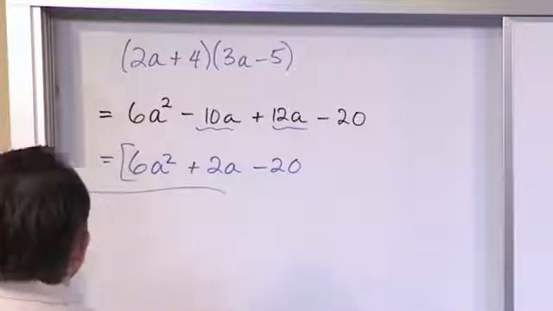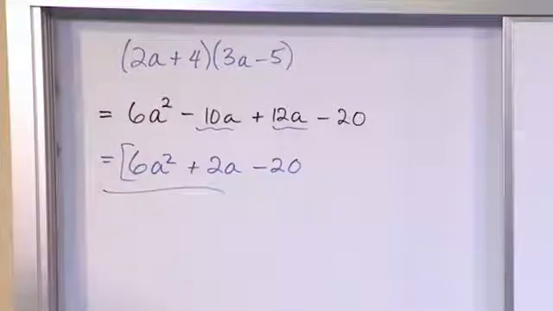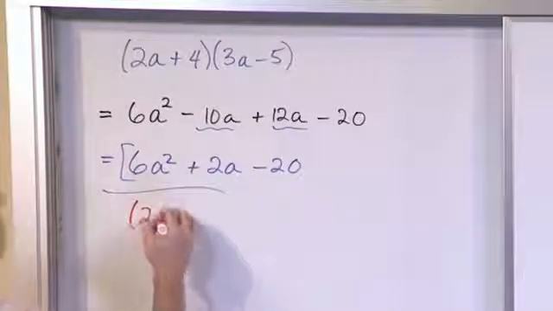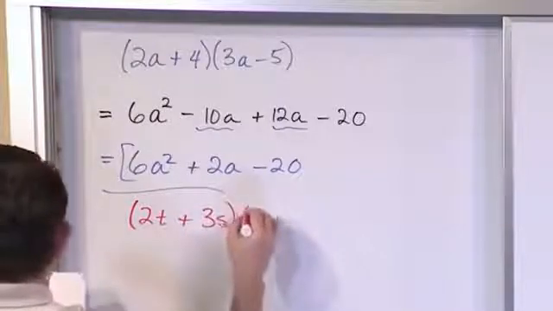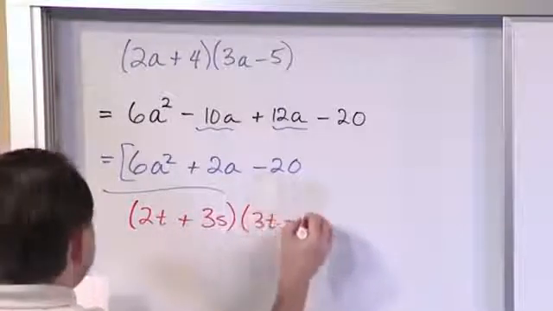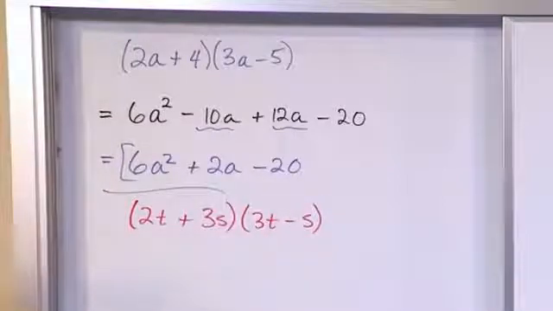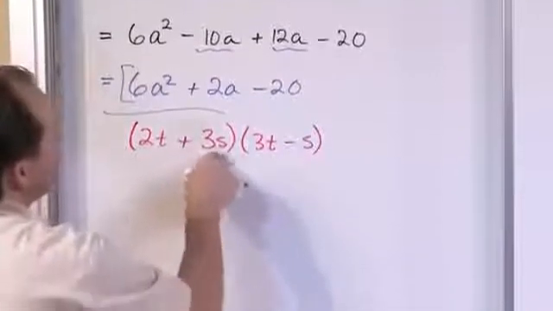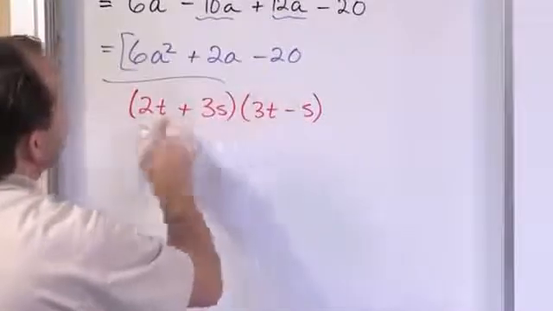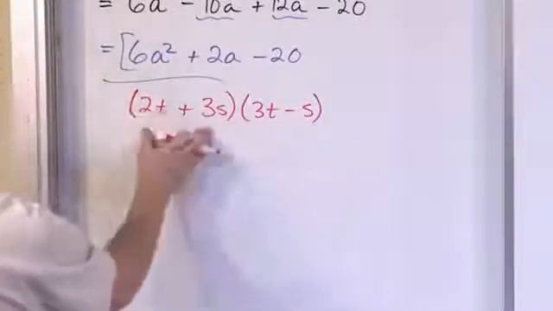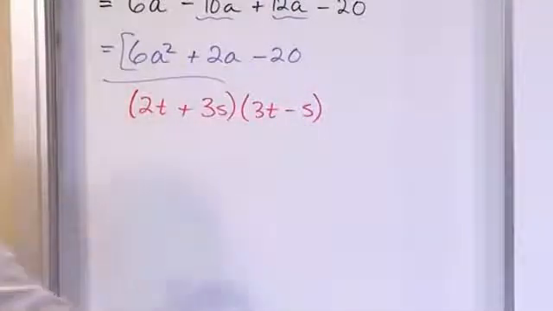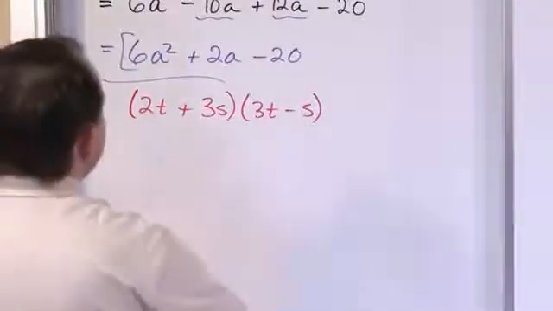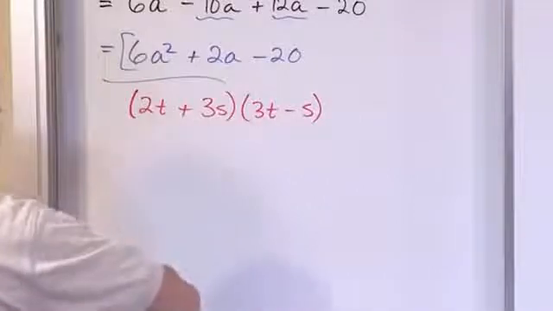All right, now what if we have another problem? Let's say we have 2t plus 3s times 3t minus s. I have this problem here mostly to show you that you don't have to have numbers only in the second spot. It could be anything in here. This is a two-term polynomial. It's called a binomial. Here you have a binomial. But you use the FOIL method no matter what you actually have inside of here, letters or numbers.